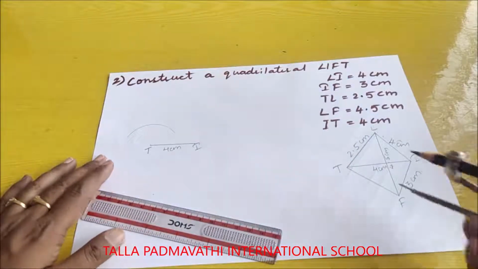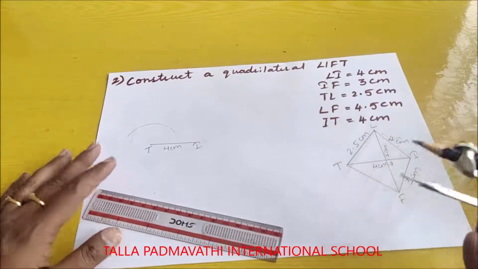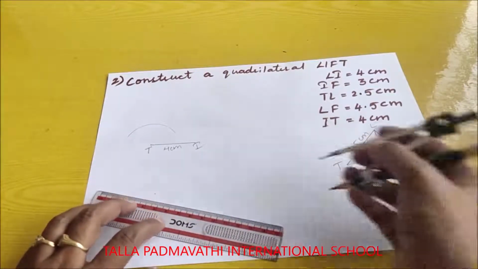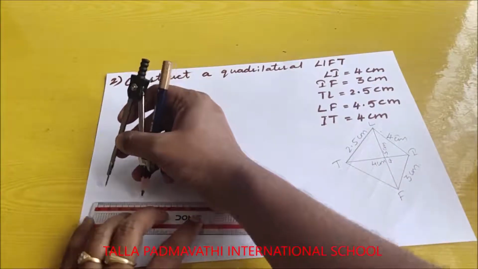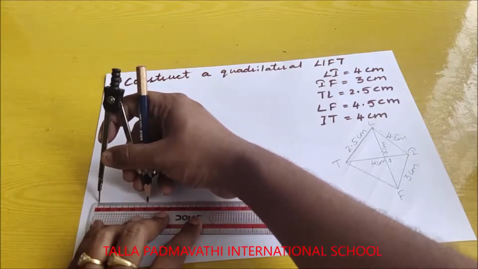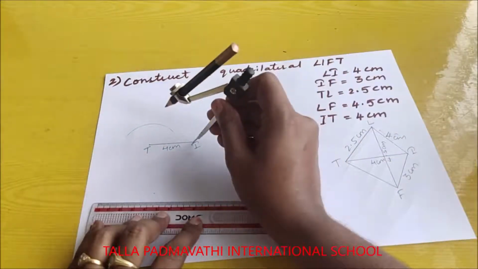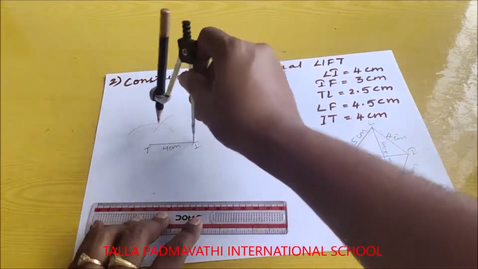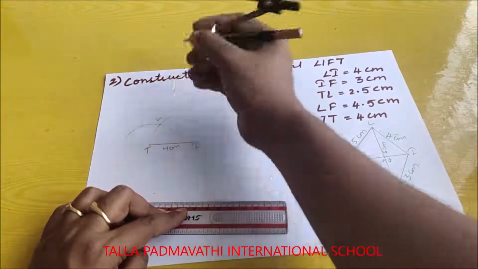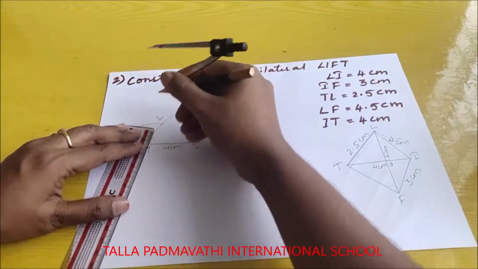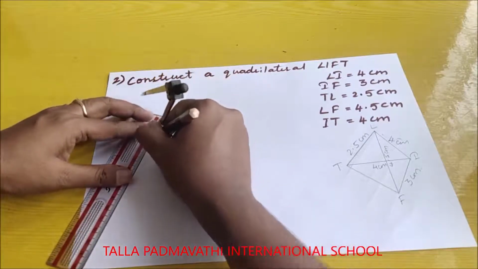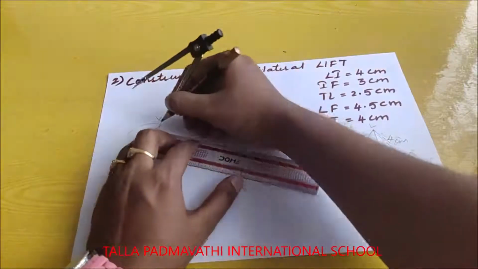Okay, and the next one is LI. So with I as center and with radius 4 centimeters, you need to draw an arc by cutting the previous arc to get the point L. So you need to take 4 centimeters and with I as center, you need to draw an arc. So children, now this point is L. So join T and L, children. Join T and L. And also L and I.